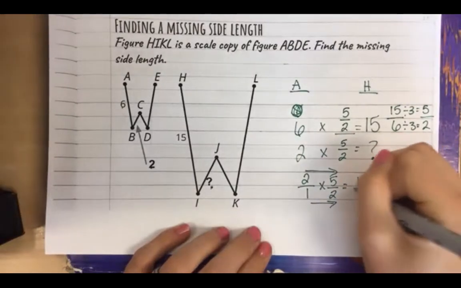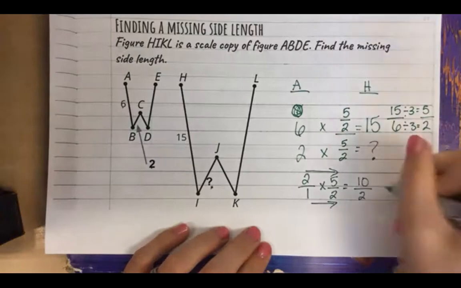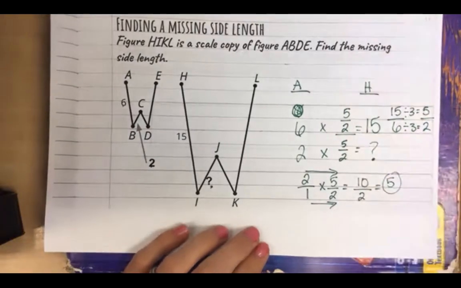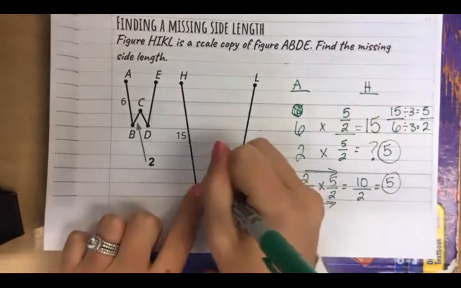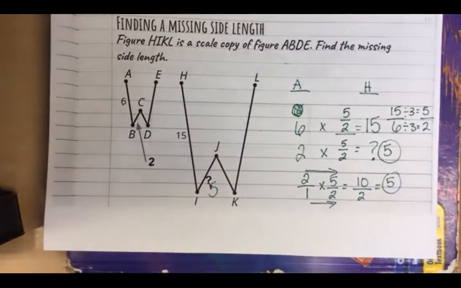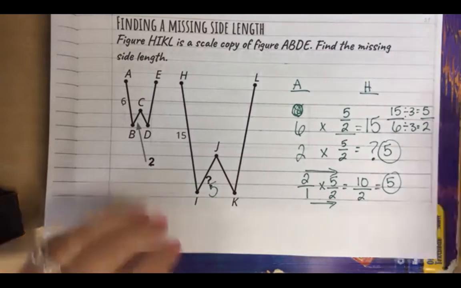So I've got 10 here and I've got 2 here. Well, that gives us a whole number, 5. So our question mark or our missing value is 5. Okay? All right, moving on.